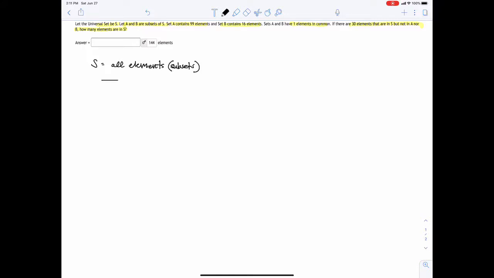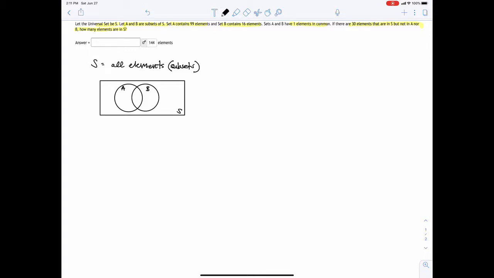So if I just drew like a little Venn diagram here, and two sets inside, right? And this is A, and this is B, and this is S. So S contains all the elements inside, including A and B. So let's write out what's given to us first.